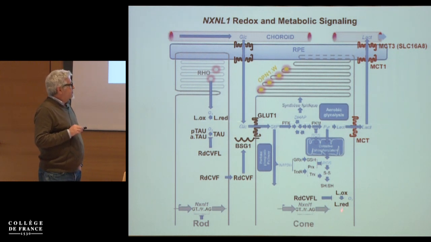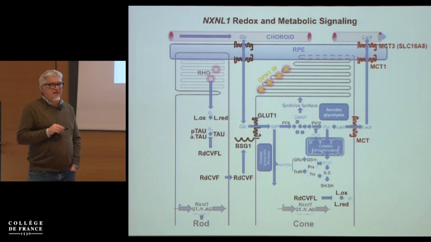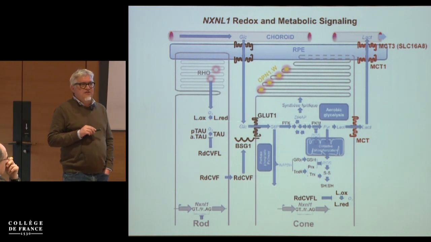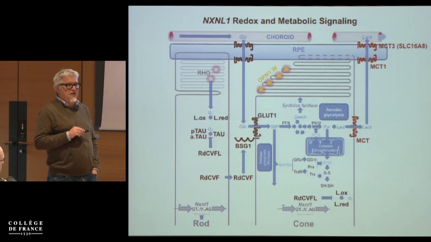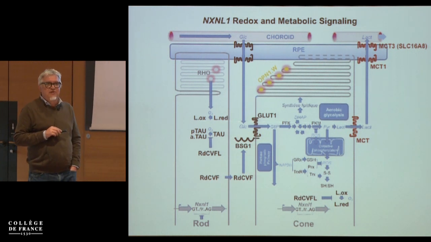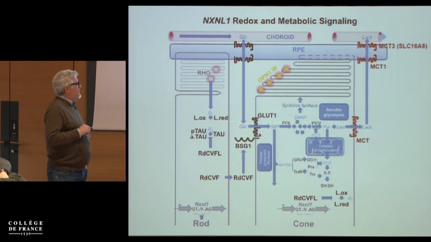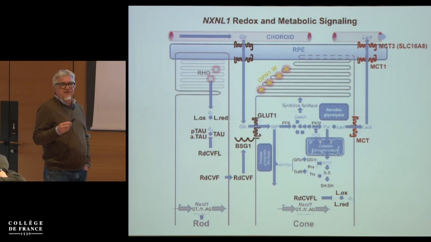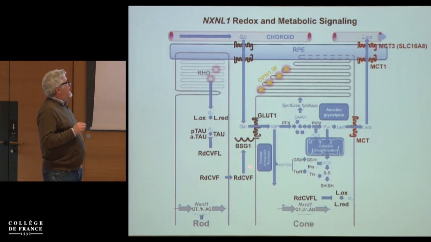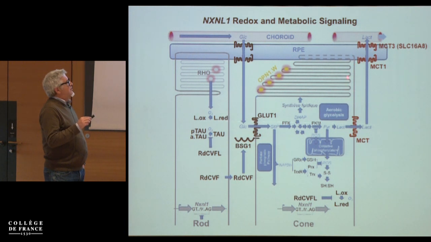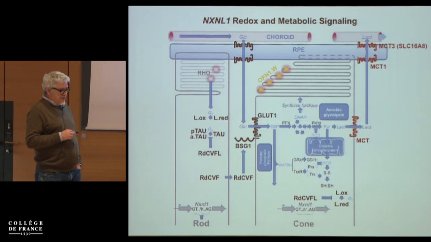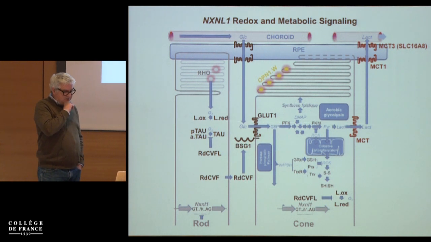So we have shown also, using single-cell PCR, that RDCVF-L expression in the cone is important for the cone to be protected against oxidative stress, which occurs in the second phase of the disease. So as Jose said, the loss of rods will trigger the loss of trophic support by RDCVF, and the cone, which no longer has vision because it has no outer segment, will probably die in the second wave due to oxidative damage. So this is the main model.